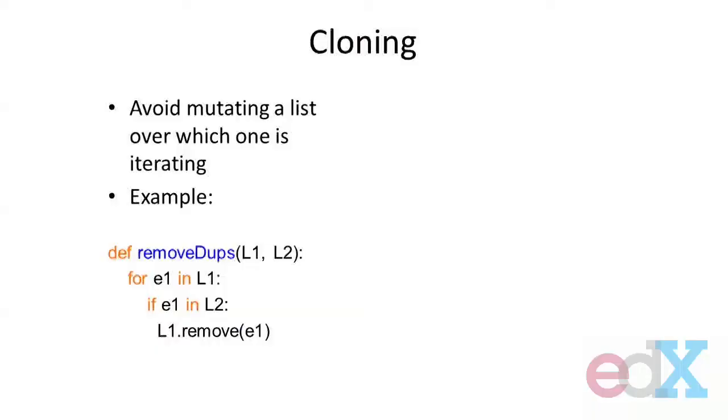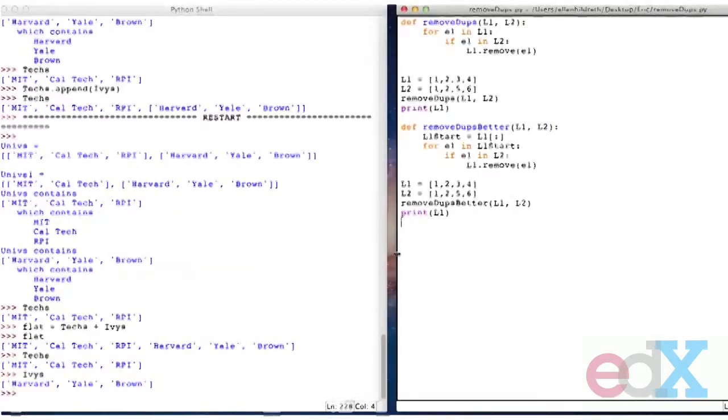So I could write a little loop to do it. Here it is. I'm going to remove duplicates. I've got 2 lists, L1 and L2. I'm going to loop over L1, and for each element in L1, if it's in L2, let's just remove it from L1. And again, remove is a method. There's the dot. Don't worry about the details of it, but it basically takes the list L1, takes the first instance of that element E1, and takes it out of the list by mutating. So let's look at what happens if we do this.